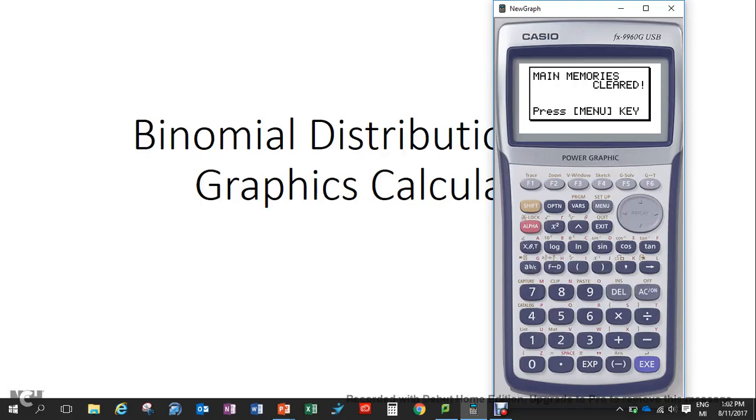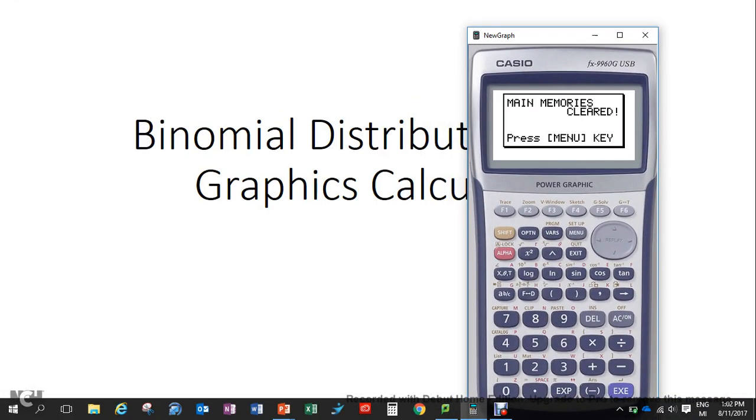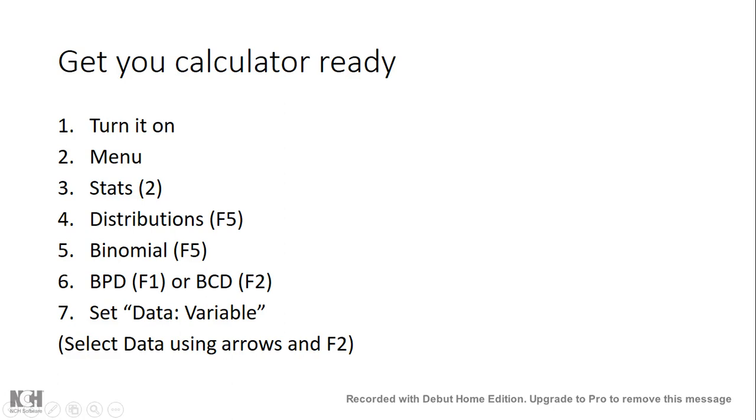Okay, so we're going to look at how to do binomial distributions on your graphics calculator. This will work for any Casio pretty much, certainly the edition that you see here. It works generally the same on most of them. So let's just have a wee look at this.